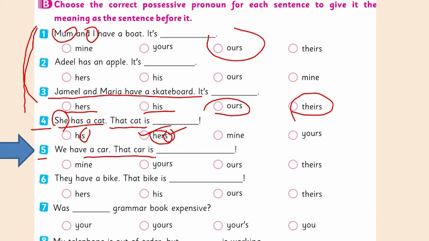We have a car. That car is we. Look at the we here. They are talking about themselves. So, for we, the possessive noun will be ours. Very good. Look at the sixth one.